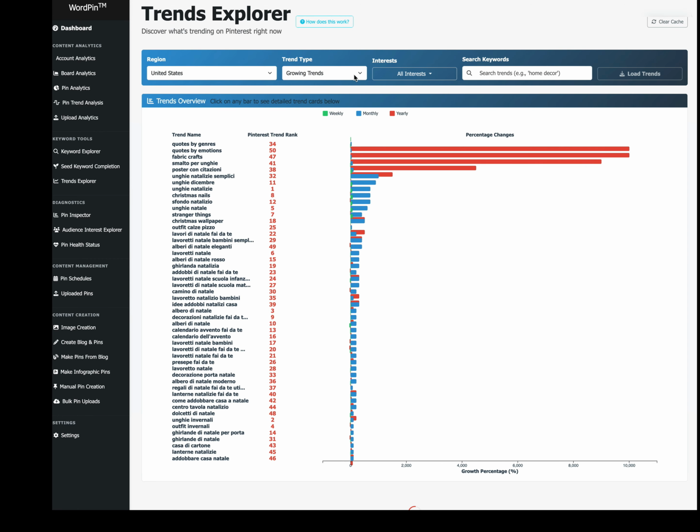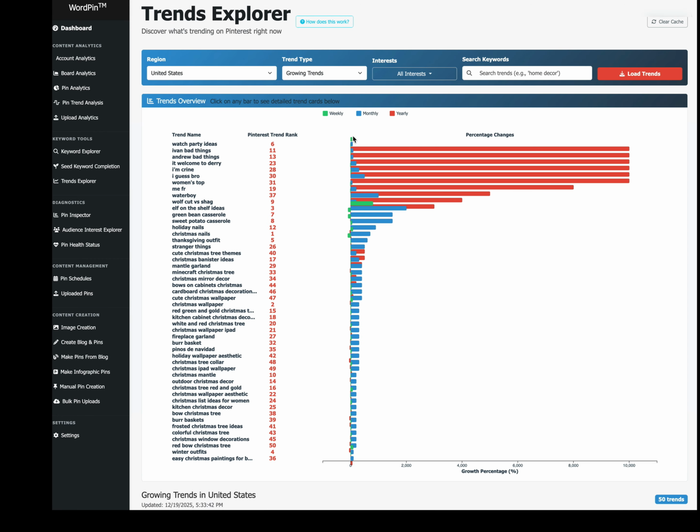So we're looking at the growing trends. And you can see there are bars that have three different colors. They organize by growing trend yearly, and that is how we rank them in Warpin. They have the Pinterest rank. So the first Pinterest rank in this case here is Christmas nail. And notice though that this is a seasonal keyword, so a seasonal trend.